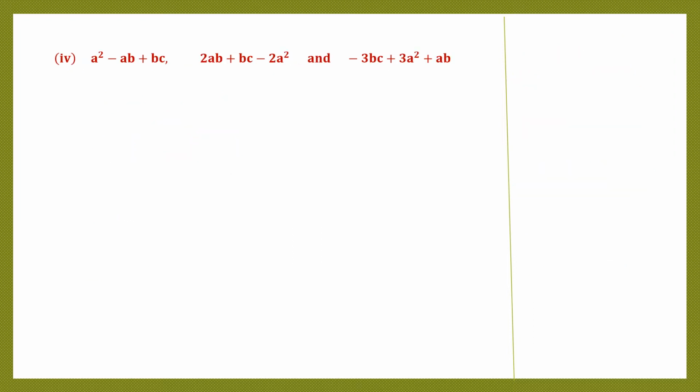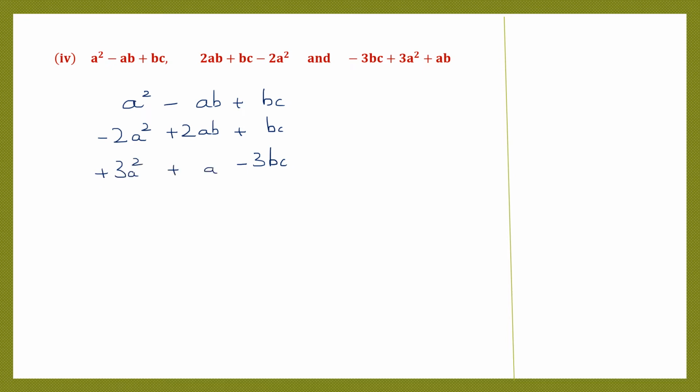Question 4. A square minus AB plus BC is the first set of polynomials, and then we have two more. Let's arrange them in order in vertical columns. A square minus AB plus BC. Now 2AB, it should come in the right column, so that is plus 2AB. So I'll write plus 2AB plus BC minus 2a square. So put it in the right column, minus 2a square. The last one is minus 3bc. So put it in the right column, bc plus 3a square plus ab.